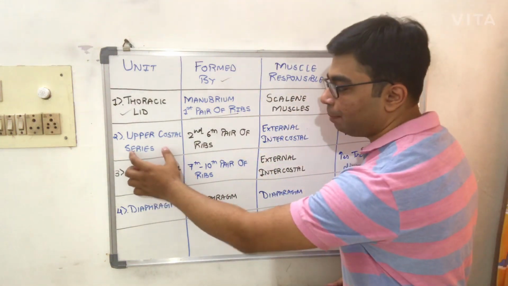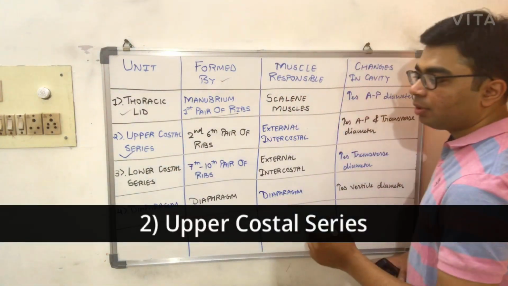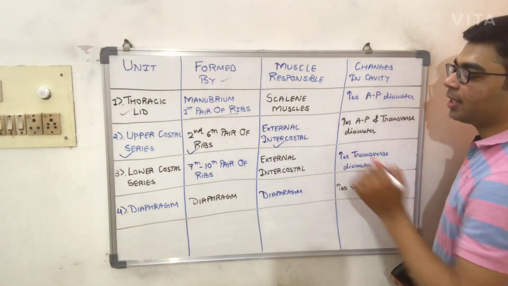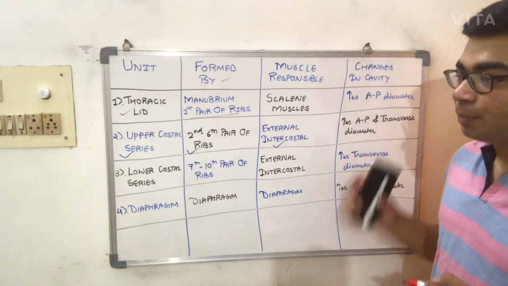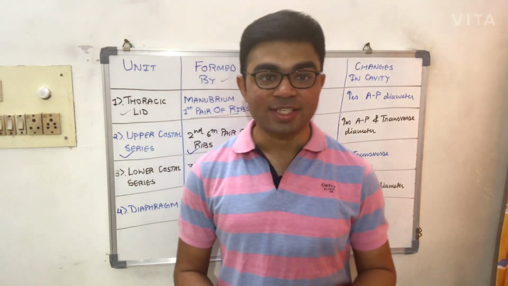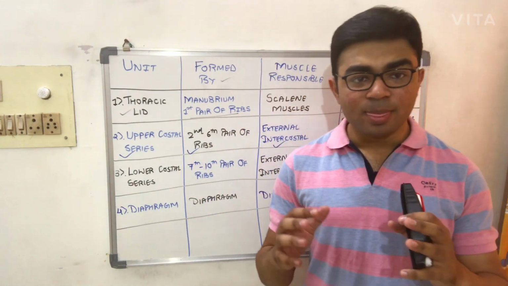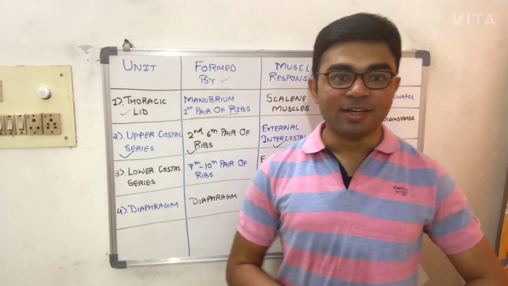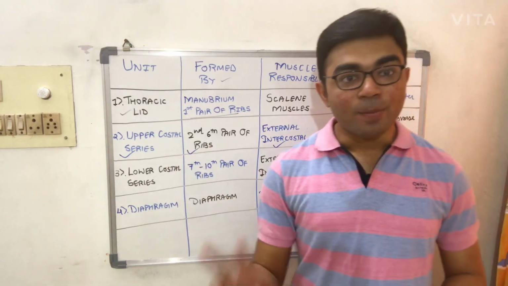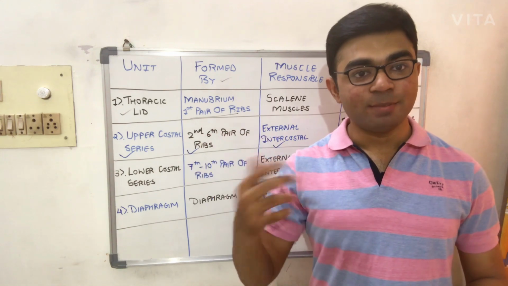Next unit is the upper costal series. The upper costal series is formed by the second to sixth pair of ribs, and the muscle mainly responsible is the external intercostal muscle, and it increases both the transverse diameter as well as the anterior posterior diameter of the thoracic cavity. One thing I would like to mention is that we have all studied the pump handle and bucket handle movement. In the upper costal series, both movements occur, the pump handle as well as the bucket handle movement.